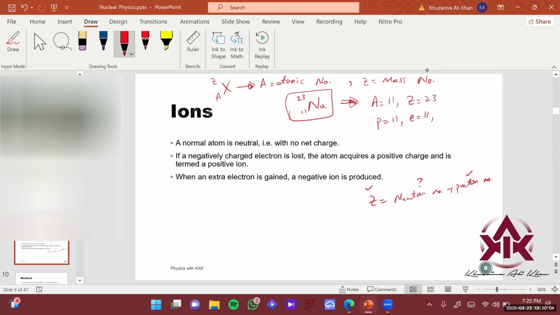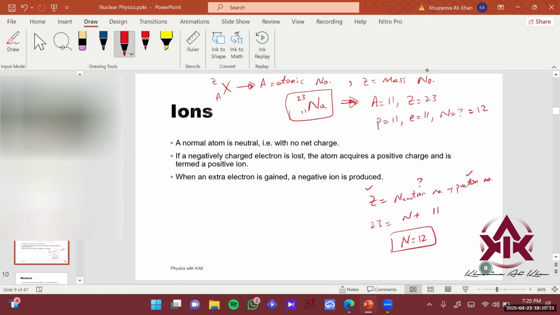Yes, we can find that out. So let's find the neutron number here. It's going to be 23 equals n plus the proton number, that is 11. So we have basically 12 neutrons inside the sodium element here. Okay, we have 12 neutrons here.